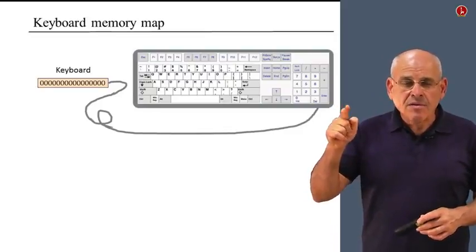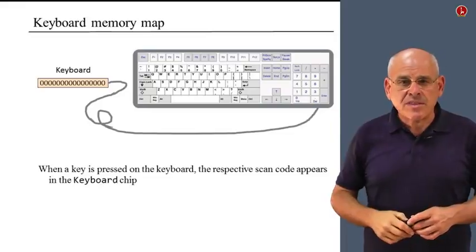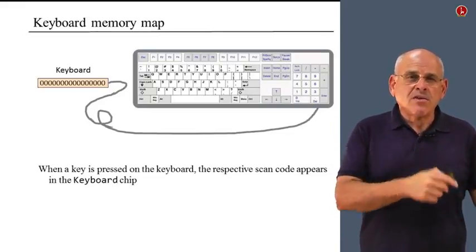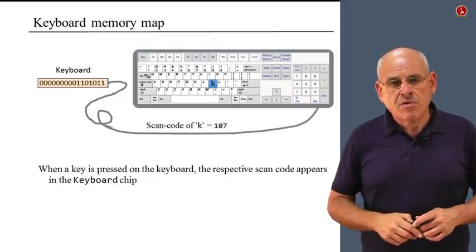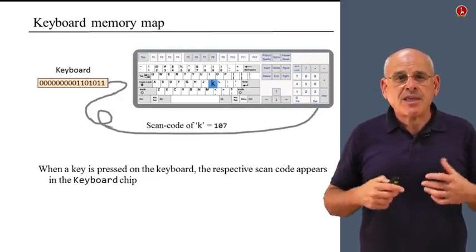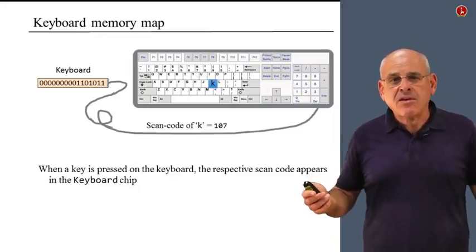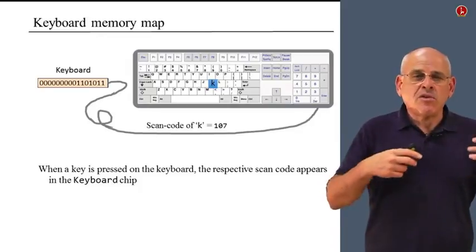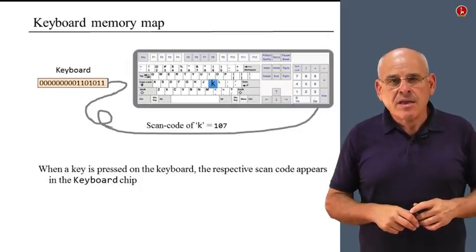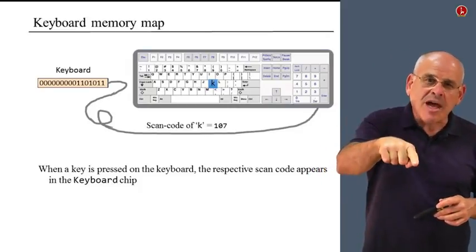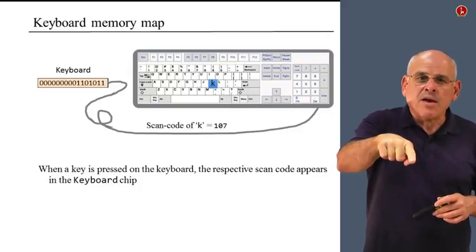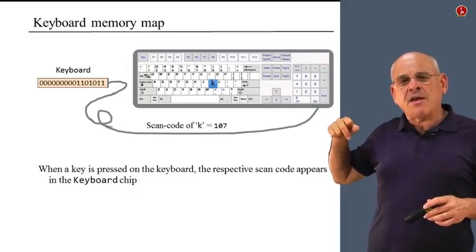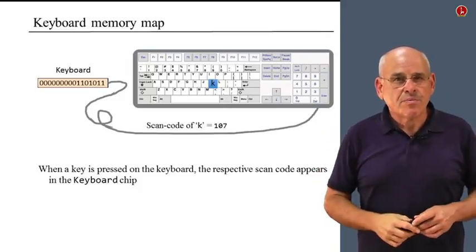If we take our finger and touch or press one of these keys, the scan code of this key is going to be stored inside the keyboard register. So for example, if we press K, it turns out that the scan code of K is 107, and 107 is going to appear in binary in this register. So as long as our finger is down, we'll see 110. Once we take the finger away, it will show 0.